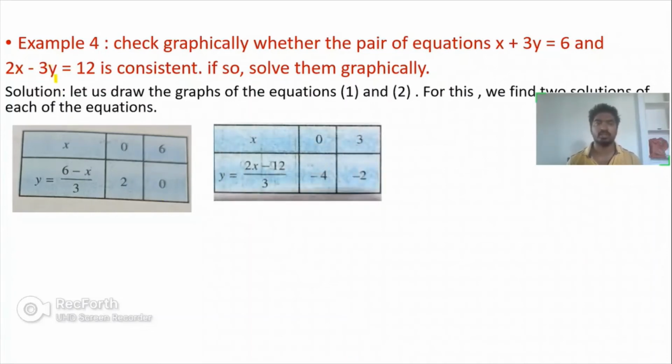Similarly, the table for the second equation, 2x minus 3y is equal to 12. Here we obtain the value of y as y is equal to 2x minus 12 by 3. If we take x is equal to 0 and substitute it in the equation, we get the y value as minus 4. And if you take x equal to 3, we get the y value as minus 2.